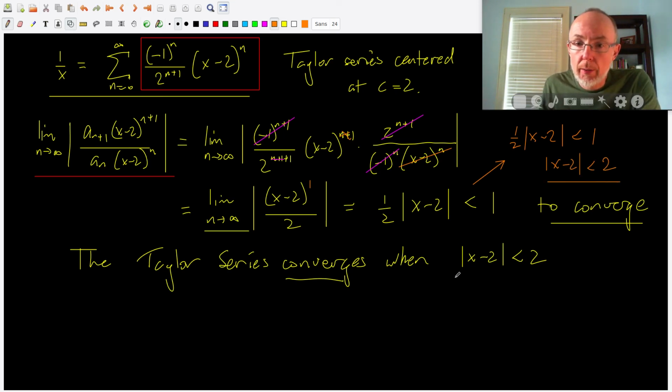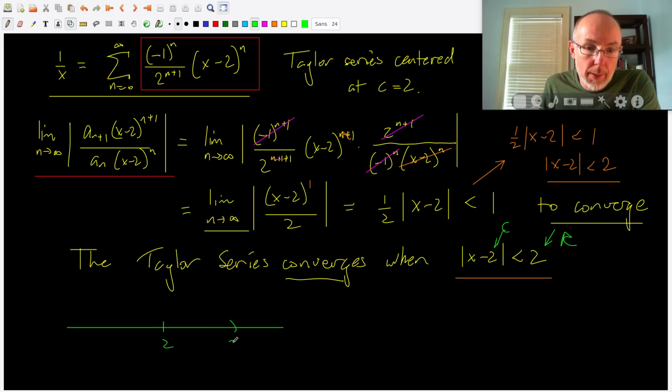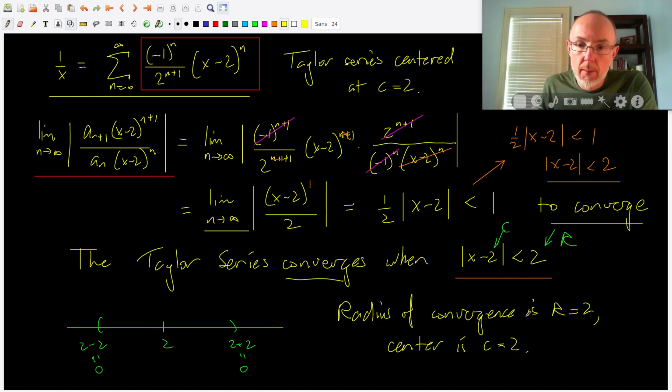And so as long as x is in that region, well, what does that region look like? That region is centered at 2. Here's the center. It's always centered at 2. And here's the radius. So we start at 2 and we go 2 to the left. This is 2 minus 2. And we go 2 to the right. This is 2 plus 2. So this is 0 and this is 4. So this series converges in a region centered at 2 with radius 2. So it's converging in this region.